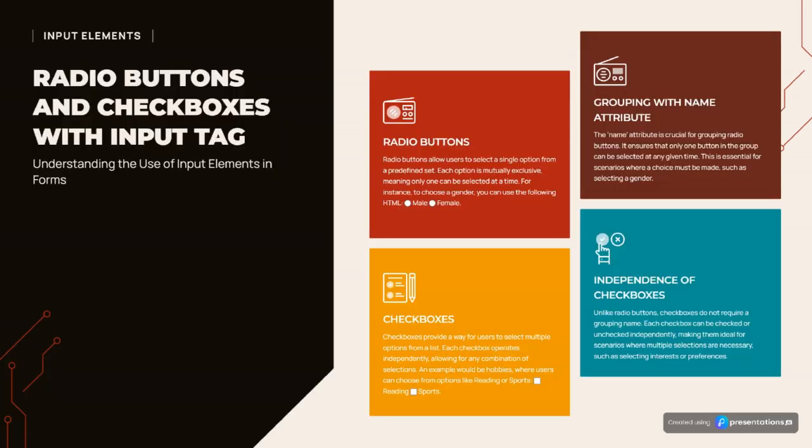Now, moving on to the radio button and checkbox with input tags. Radio buttons and checkboxes allow users to select predefined options. Radio buttons are created with type equals radio. They let users select one option from a group. Whereas checkboxes are created with type equals checkbox, and they allow multiple selections. Grouping them with a fieldset and labeling them with a legend improves clarity and accessibility.